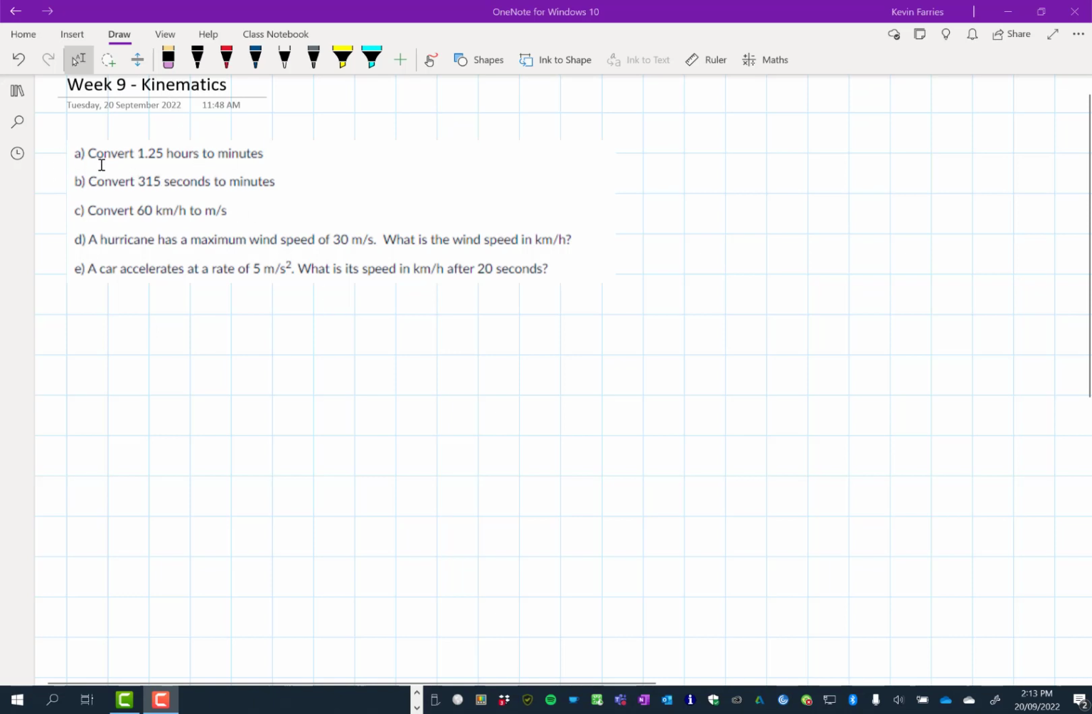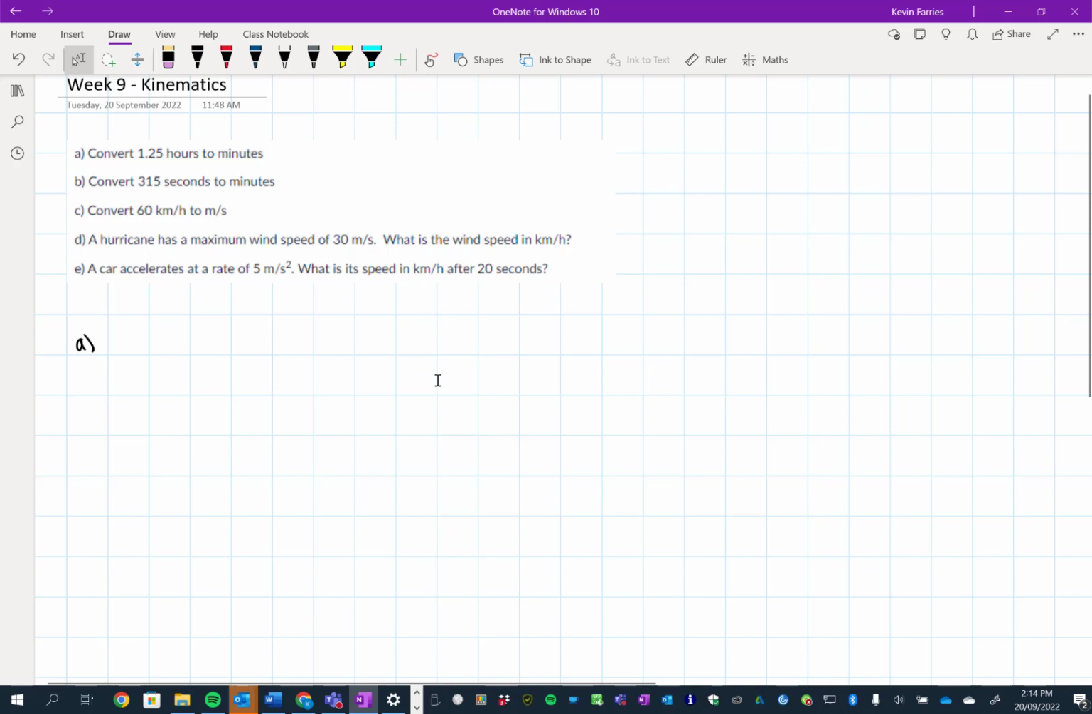And so let's just start with something simple. Convert 1.25 hours to minutes. So the first thing to think about is, okay, this 1.25 hours does not mean 1 hour and 25 minutes. So this is 1.25 hours. So it's 1 1/4 hours or 1 25 hundredths of an hour. Remember, there are 60 minutes in an hour.